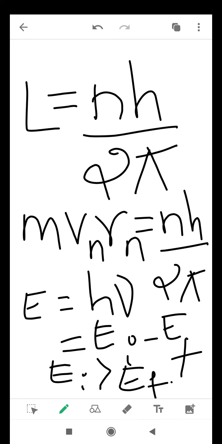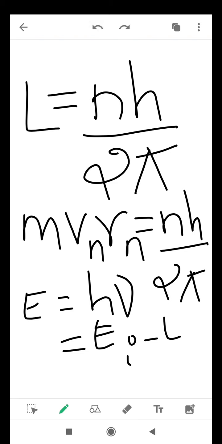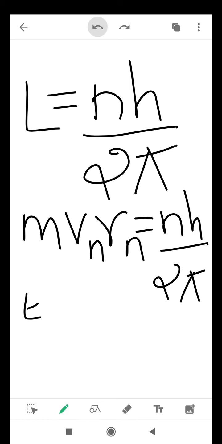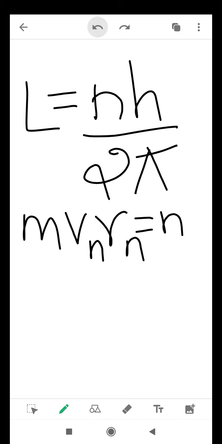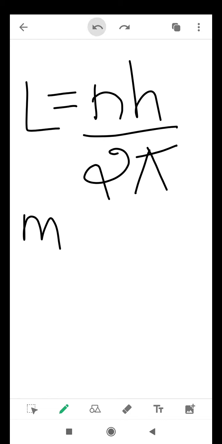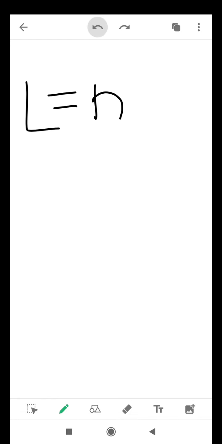In this class we'll discuss Bohr's theory of hydrogen atom. In that, let us derive the expression for radius of an orbit of hydrogen atom. So what is the expression for radius of an orbit in case of a hydrogen atom? Let us consider Bohr's theory of hydrogen atom. Using Bohr's postulates, we will get the expression for radius of an orbit.